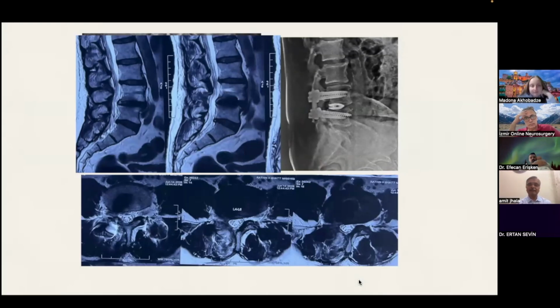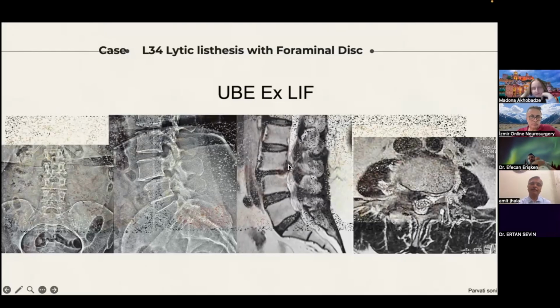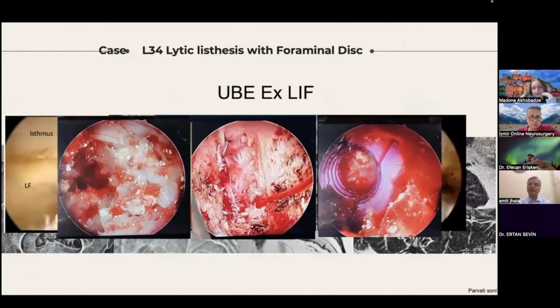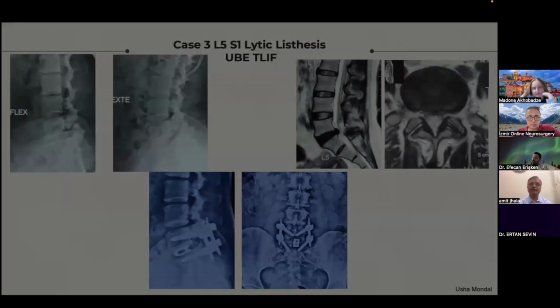These are the cases that we have done through the endoscope. That's another UBE, which was again a lytic listhesis with an up-migrated disc. I'm not going to show the same type of videos, but just showing that these are the cases which can be done.